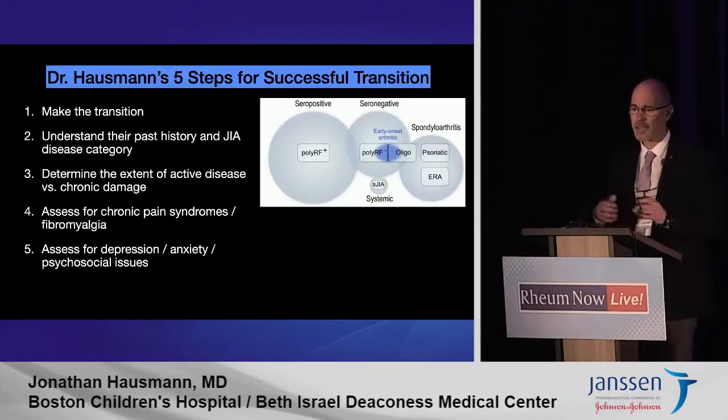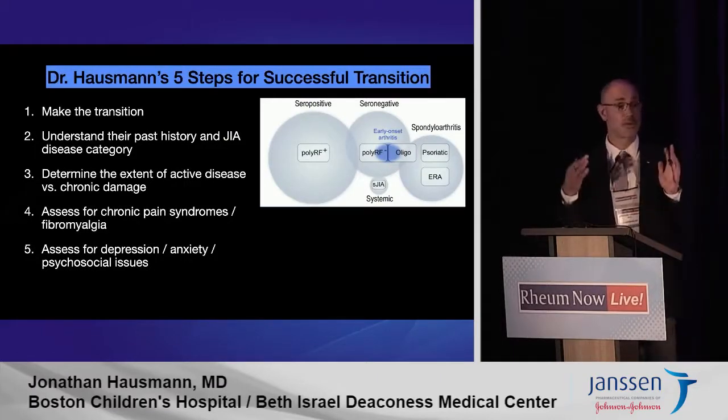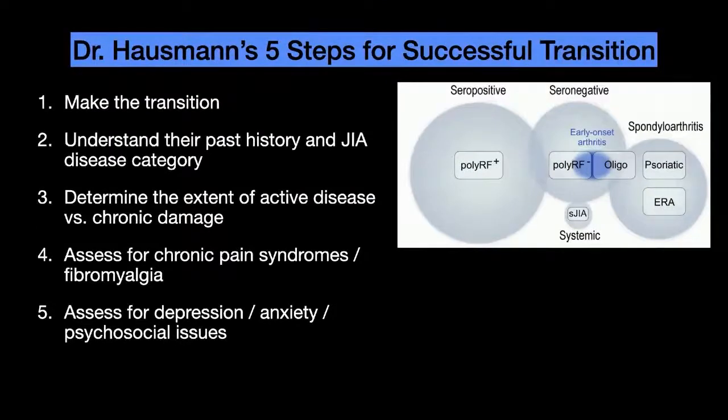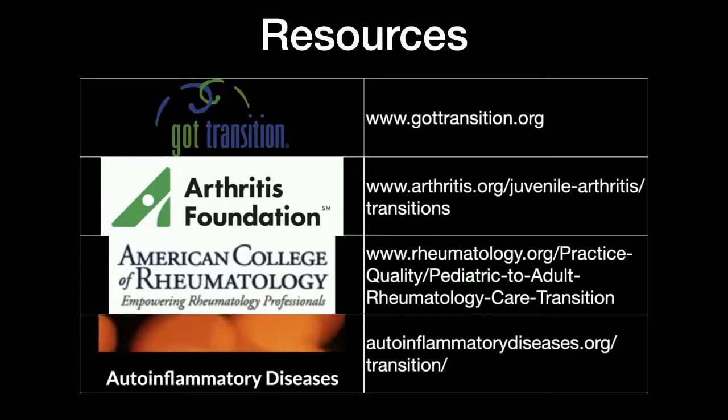So again, what are the steps for successful transition? Certainly the most important, make the transition, figure out where they came from, what's their underlying disease category, think about active versus chronic damage, assess for chronic pain syndromes and depression. Here are some useful resources.